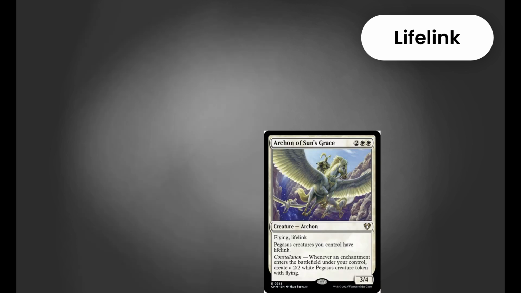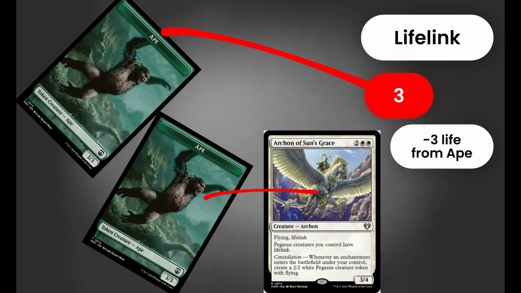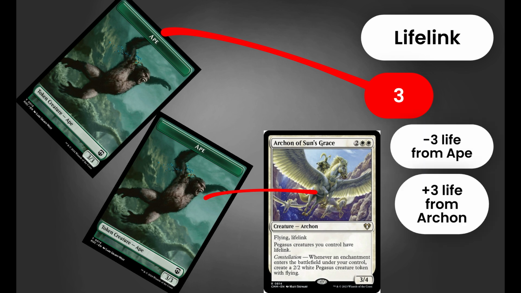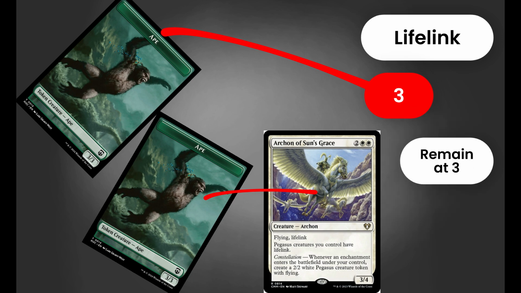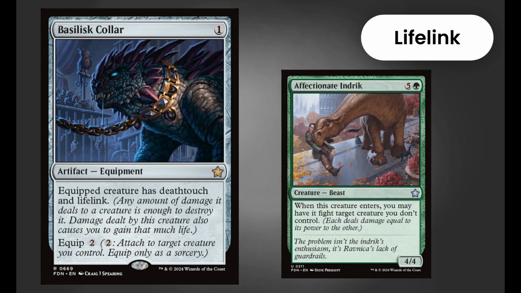This means that, if you have a 3-power creature with lifelink, you are at 3 life, an opponent attacks with 2 3-power creatures, and you block one with a lifelink creature, you will survive. This is because, even as you are dealt 3 damage from the unblocked creature, you are gaining 3 life from the lifelink, meaning that you will remain at 3 life. This, like Deathtouch, also applies to non-combat damage. If a creature with lifelink fights something, you will gain life equal to its power.